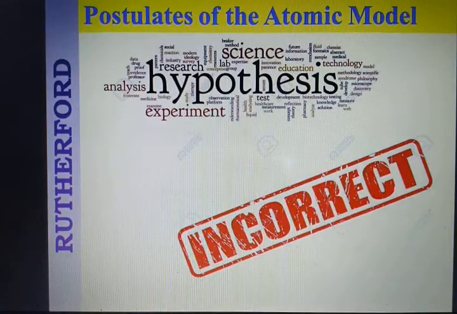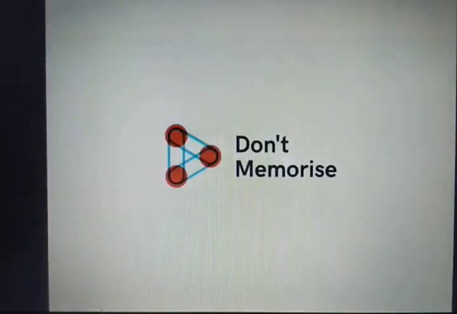Now the question arises: if the atomic model is not correct, what are the defects in the model? What are the defects present in the model? We need to know that. So let's move on to that. What problems are there in the atomic model given by Rutherford? For that, let us discuss the problems or the drawbacks of Rutherford's atomic model.